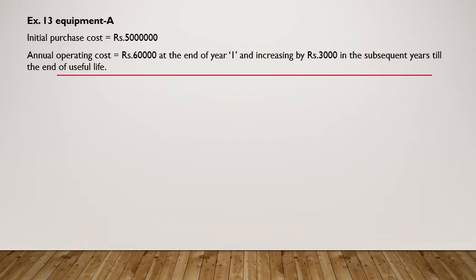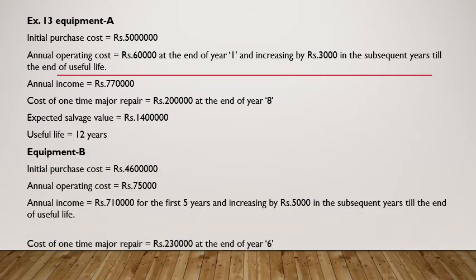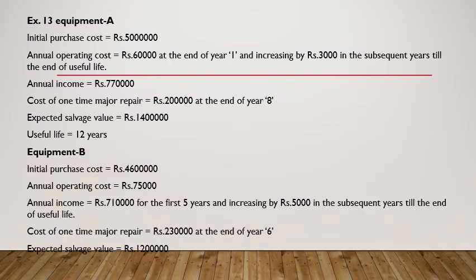Let us take another example. Equipment A, initial purchase cost, all the values are given. Let me not waste my time by reading these values. Let me get into the cash flow diagram straight away. This also has a useful life of 12 years. Both the assets have a useful life of 12 years. This is the comparison of alternatives of equal lives.